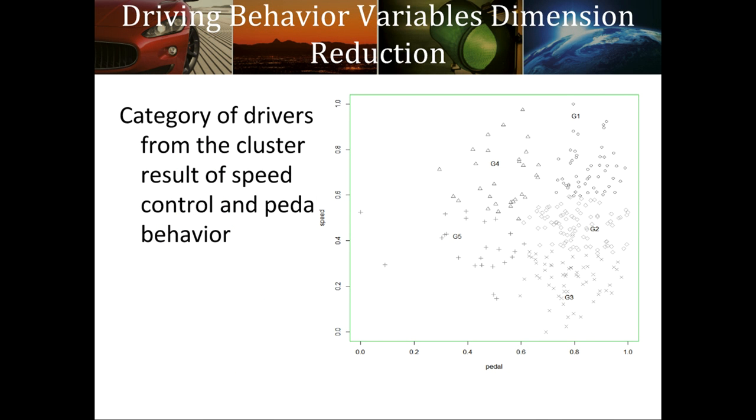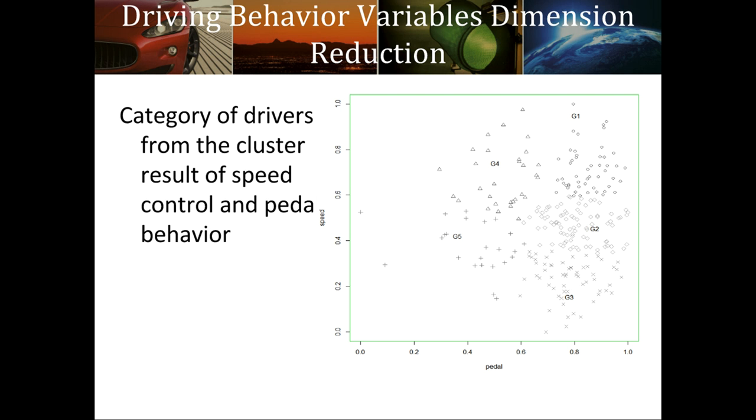Based on the PCA results, we reduce the driving performance to 2 principal factors, pedal and speed. Using these 2 factors, we construct a categorical explanatory variable from the clustering method to categorize drivers into 5 groups with similar driving behaviors, as shown in the figure on the slide. In this figure, the x-axis shows the first principal component, which is behavior measurement on pedal. The y-axis shows the second principal component, representing the speed control measurement. Each driver is categorized into one of the 5 identified groups based on the combination of pedal and speed.